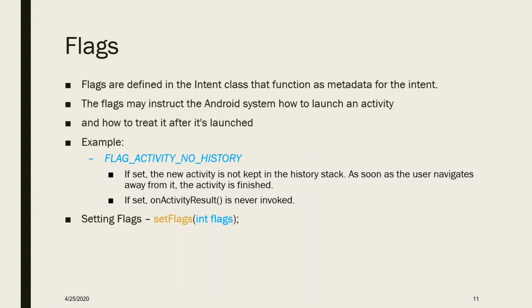Another intent field is called flags. Flags represent information about how the intent should be handled. Some built-in examples include FLAG_ACTIVITY_NO_HISTORY, which means that when an activity is started based on this intent, it shouldn't be put in the history stack. As soon as the user navigates away from it, the activity is finished and onActivityResult is never invoked. Flags can be set using the method setFlags.